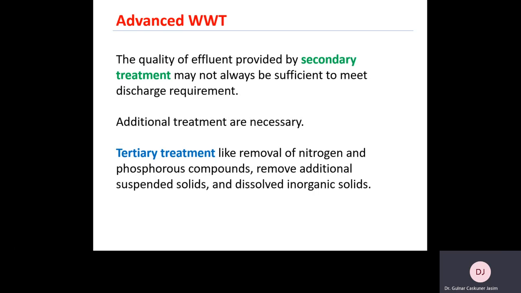Now I would like to explain some of the tertiary treatment options. The quality of effluent provided by the secondary treatment may not always be sufficient to meet the discharge requirements. As you remember, there were 3 phases of treatment: primary, secondary, and tertiary. The last phase, tertiary treatment, is sometimes called advanced treatment. If there is any need for additional treatment, we might need to use a tertiary treatment operation. Tertiary treatments include removal of nitrogen and phosphorus compounds, and removal of additional suspended solids, dissolved solids, and inorganic solids.